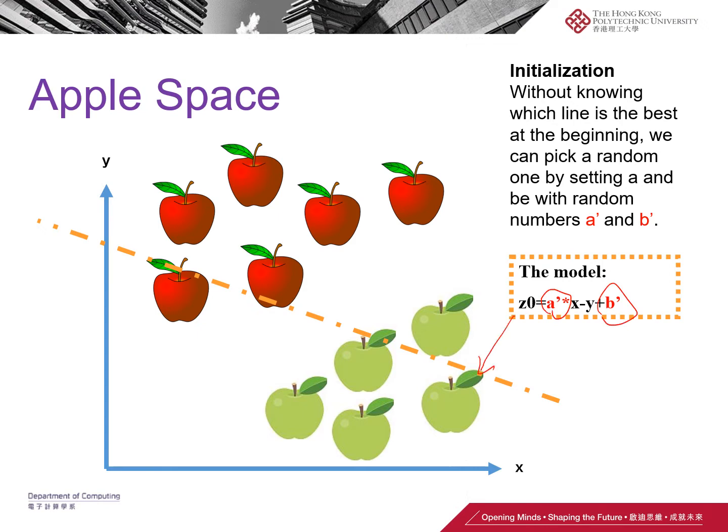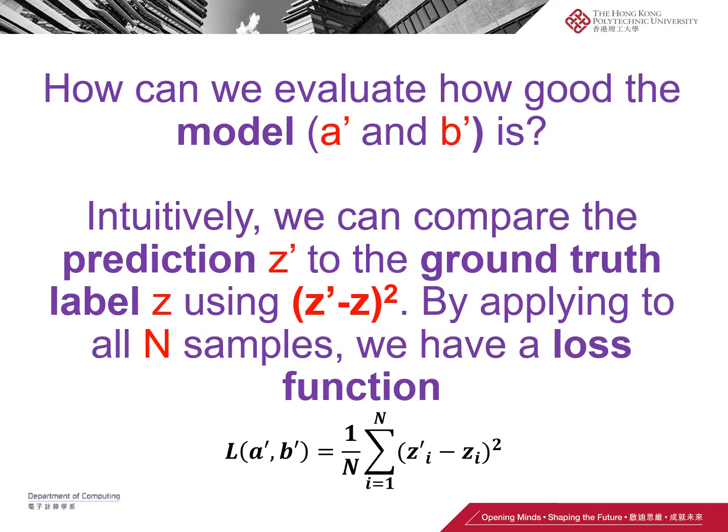And the problem now is we have to evaluate how good it is, because we need to know which one is the best. So we need a measure to evaluate how good it is. For any given A prime and B prime, we can substitute them back into the model, and for any X and Y given, we can have a Z prime calculated.